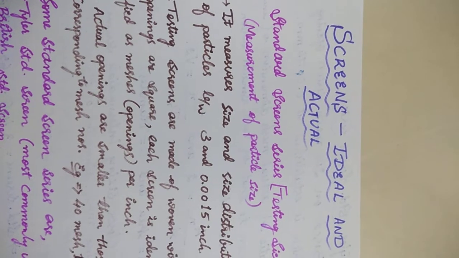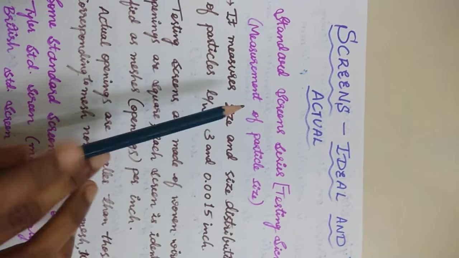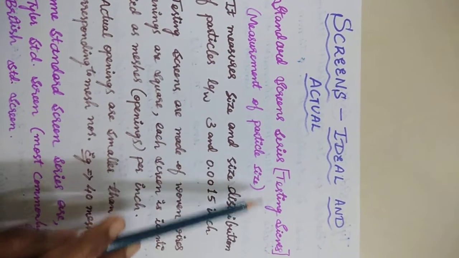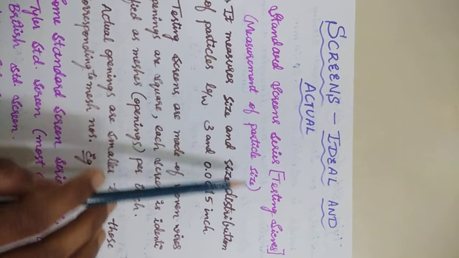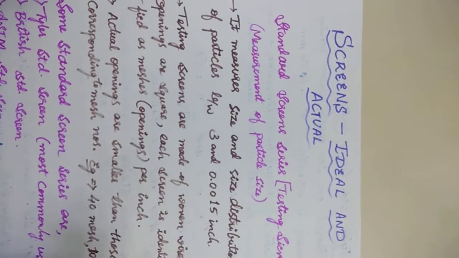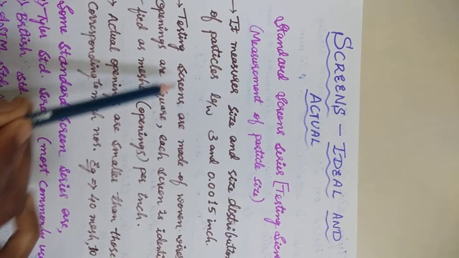So today we are seeing about this topic, screens, that is ideal and actual. So we are seeing here the standard screen series, that is used for testing, for measurement of the particle size. So this is the measurement method for any particle size. Okay. So we are seeing about the screens.